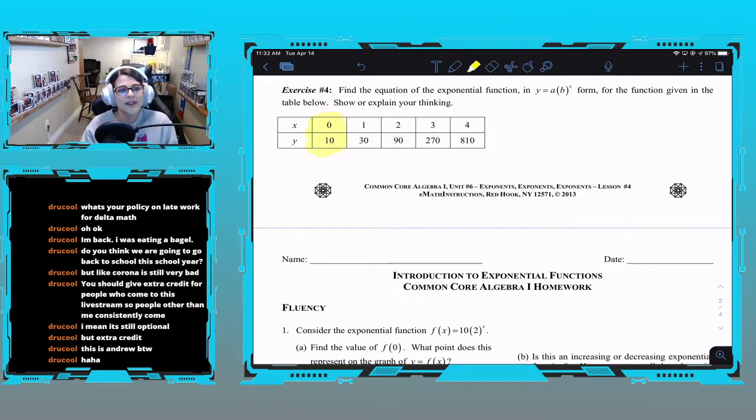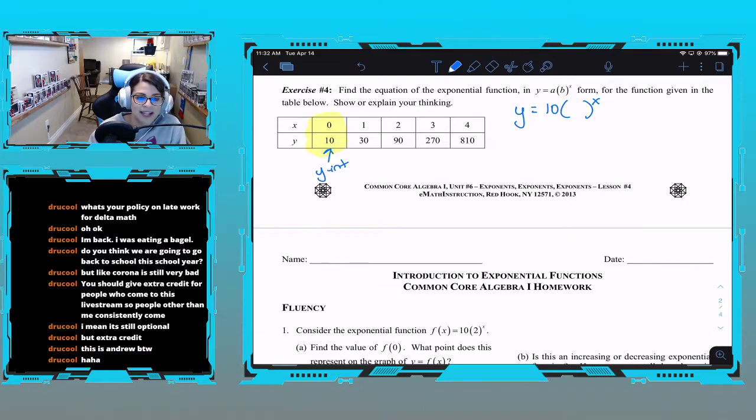All right. So we are given a table, and we want to find the equation of the function. Right away, I see (0, 10). That's going to be my y-intercept. So if we're thinking about y equals ab to the x, my a value is going to be 10. It's going to stay in y and x form. We just have to figure out what b is.